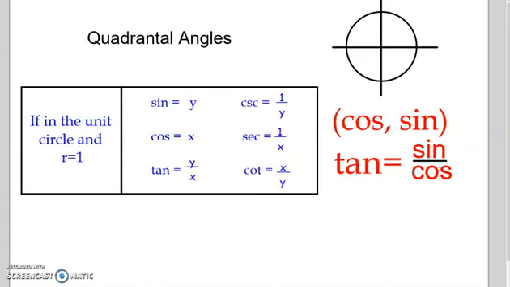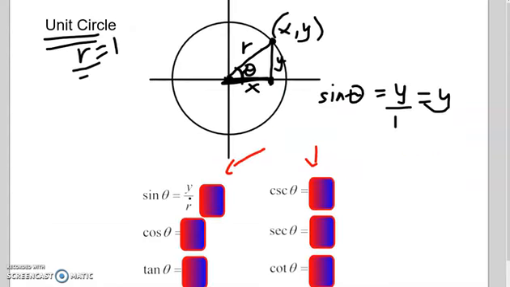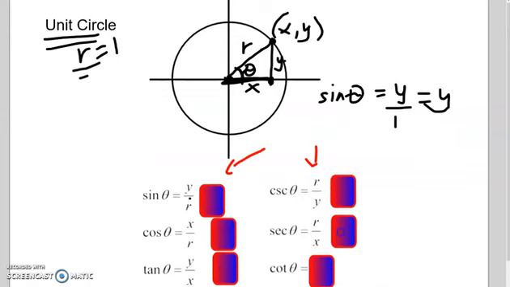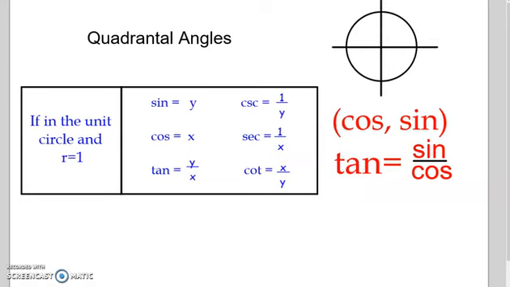Okay, so now if the radius was just 1, we would replace all of these r values with 1, and then we get a simpler definition that looks like this. So sine is equal to y, and cosine is equal to x. And tangent doesn't change, cotangent is the same as before, but then secant is 1 over x, and cosecant is 1 over y. Right? We just replaced the radius with 1.